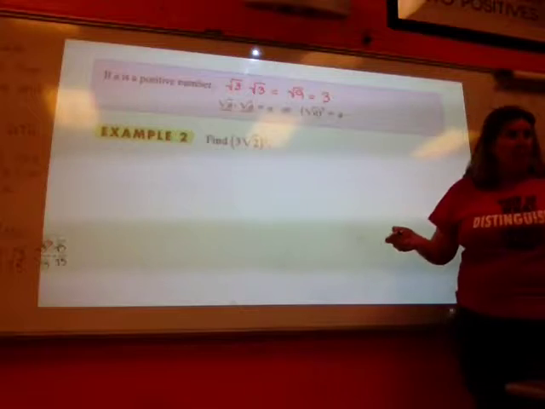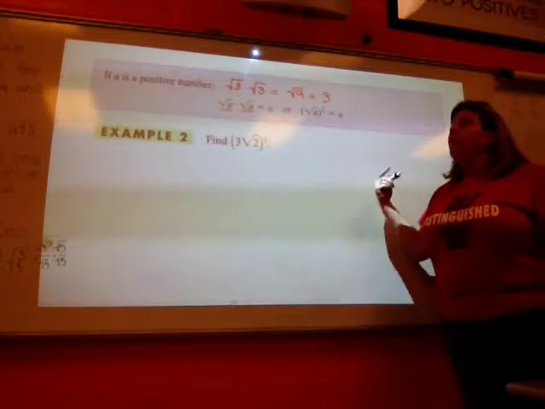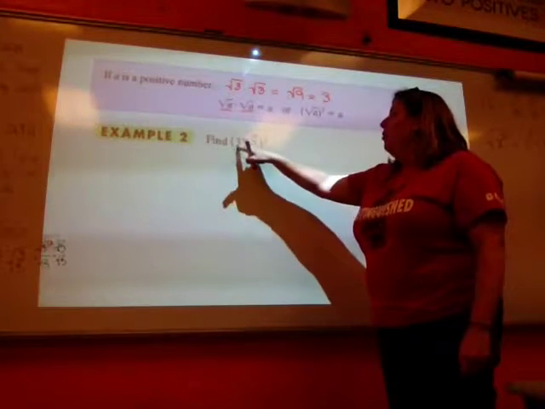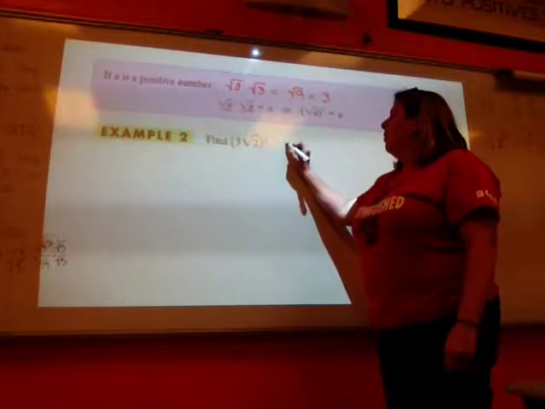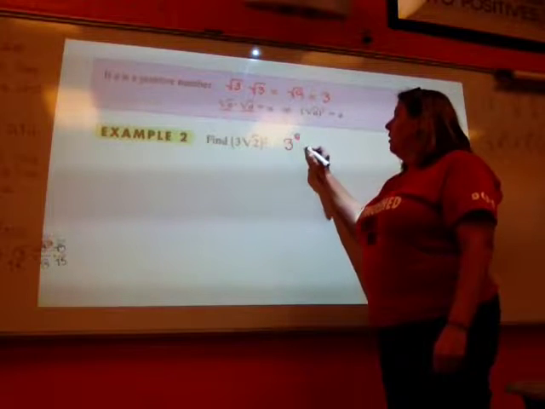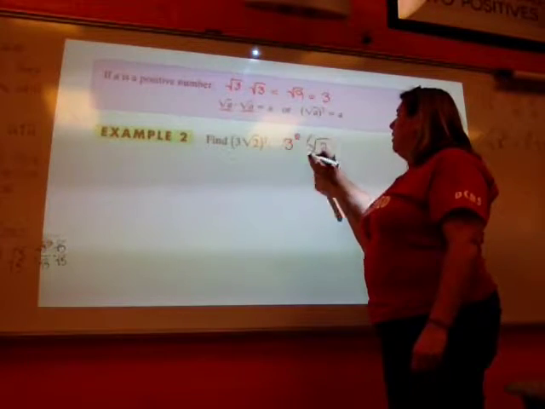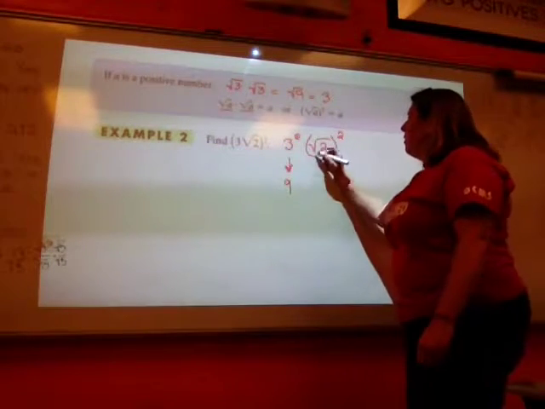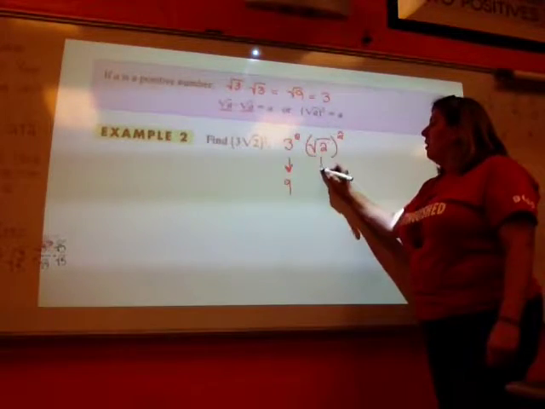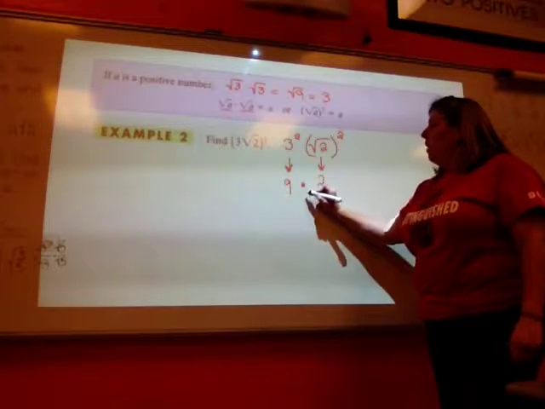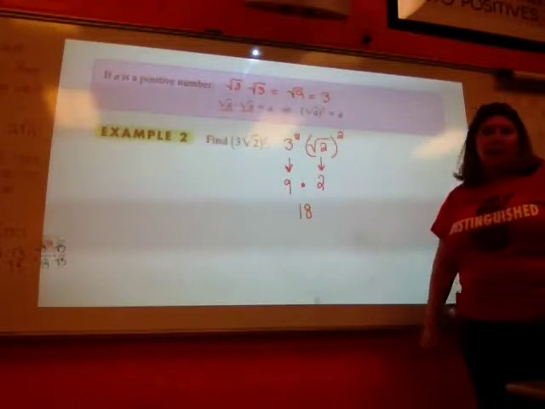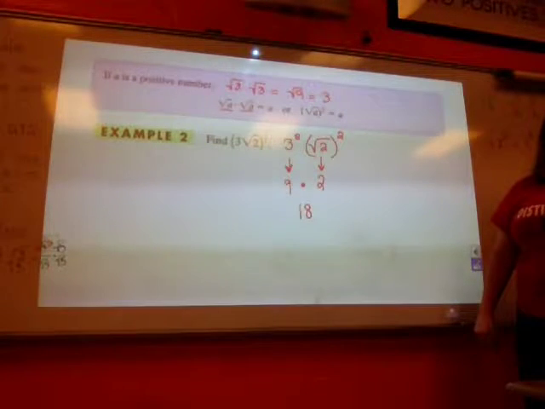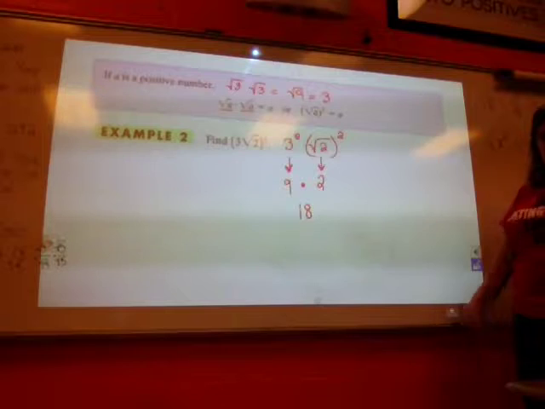Does that make sense? Now, you can remember that, and you can go, okay, well, I'm going to do 3 squared times the square root of 2 squared. 3 squared is going to get me 9. The square root of 2 squared is going to get me 2. And together they get me 18. You can do it that way. Does it make sense how to do it that way?